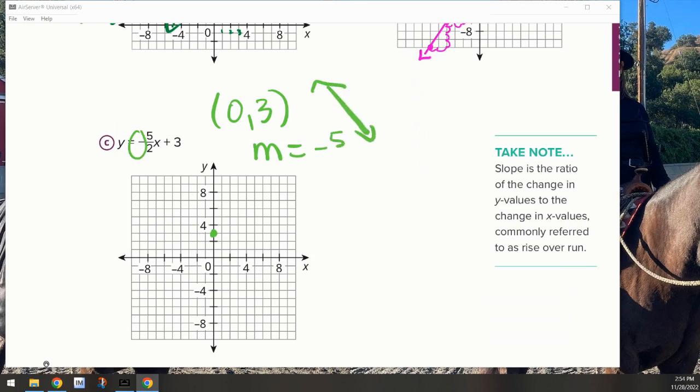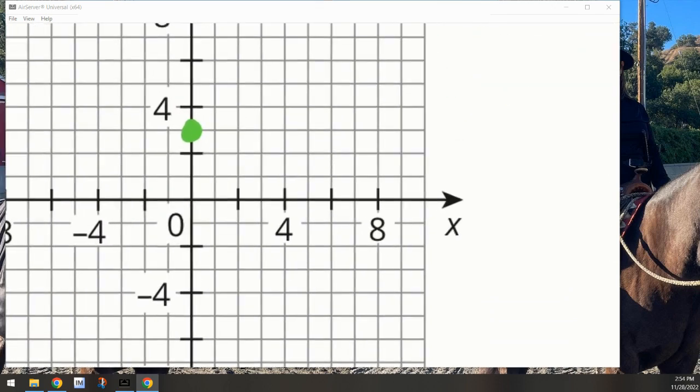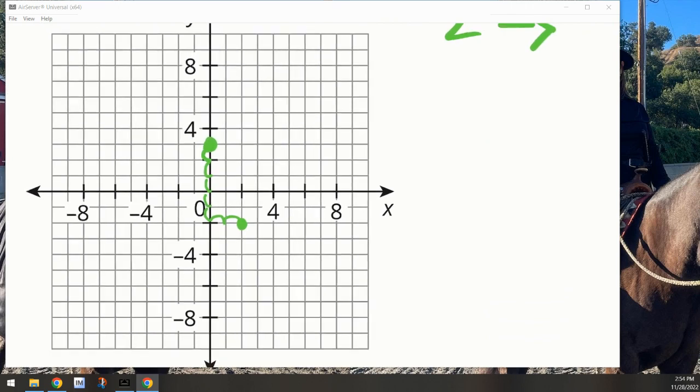And it's negative 5 over 2. So it's going to go down 5 and to the right 2. So from here, I'm going to go down 5. 1, 2, 3, 4, 5. And to the right 2. How did I know it was to the right? Because it needs to go downhill. So 1, 2, 3, 4, 5 over 2.